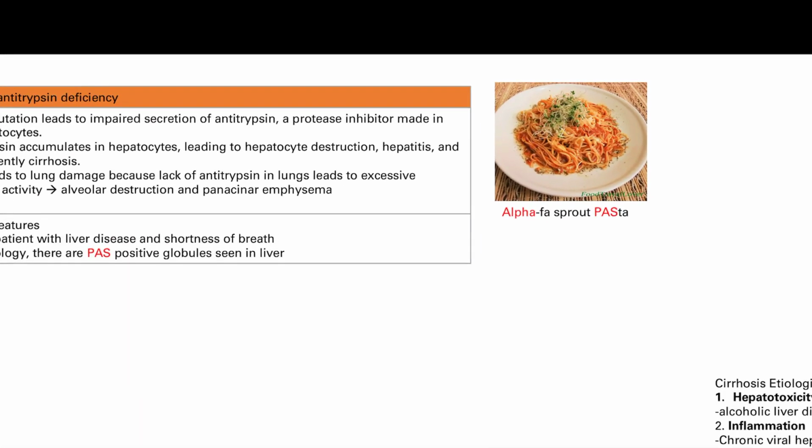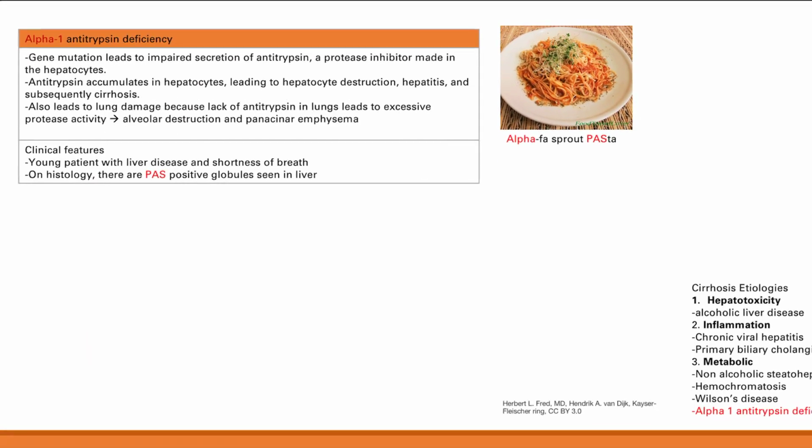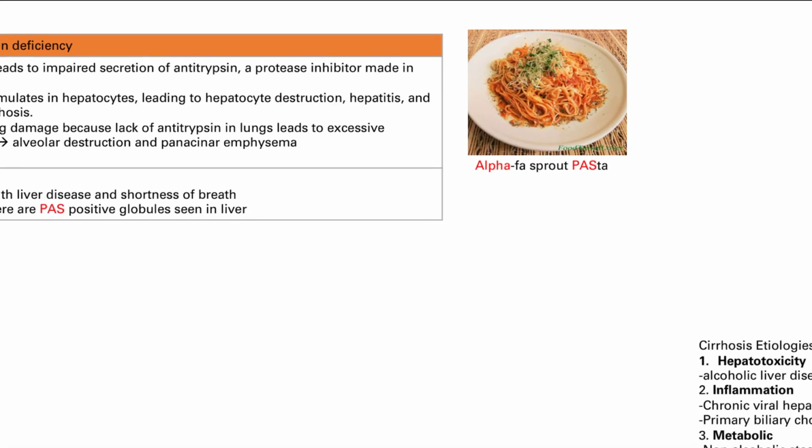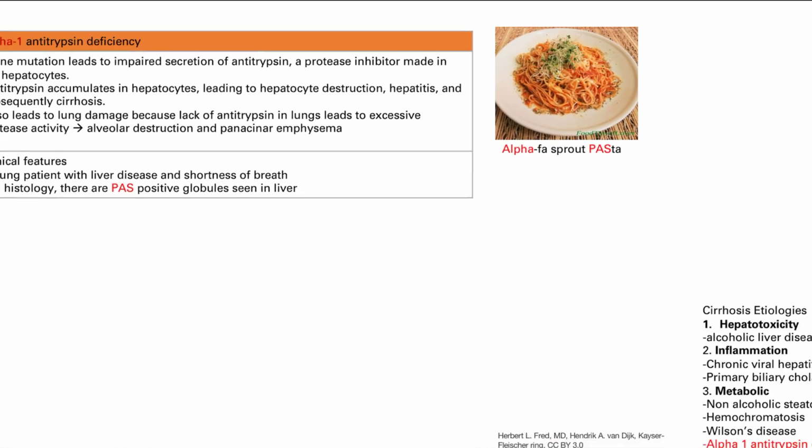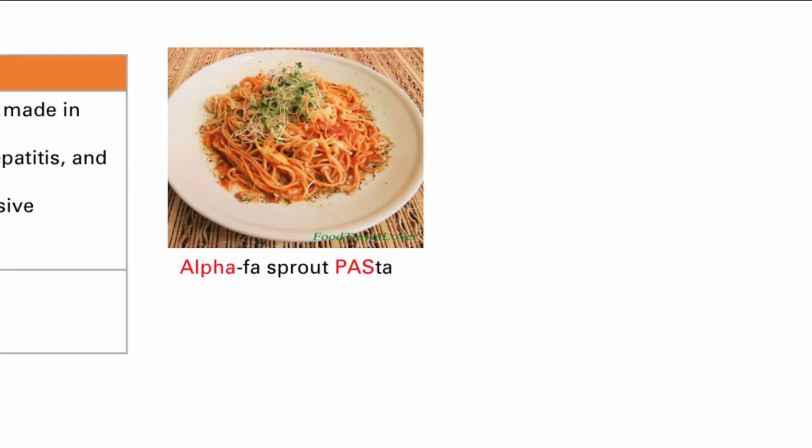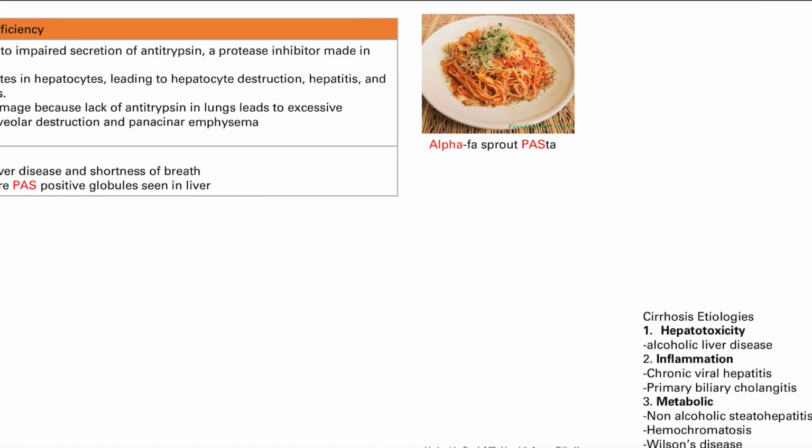Remember Whipple disease was also PAS positive. That's just staining. It's a type of stain. PAS staining. And Whipple disease had that foamy wet pasta, and this is the alfalfa pasta, okay? So that's alpha-1 antitrypsin deficiency.